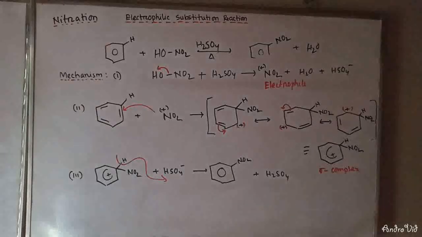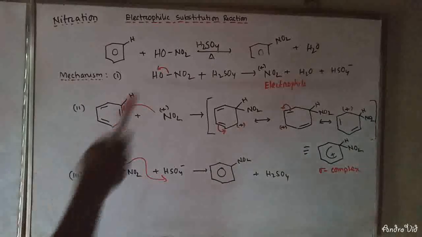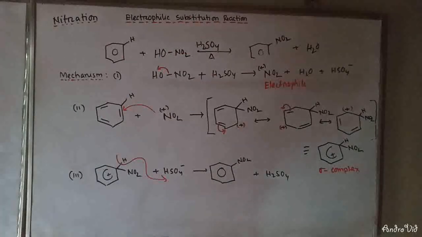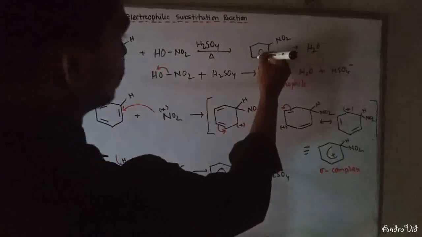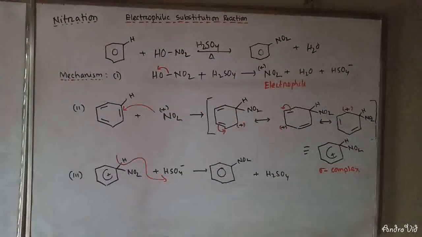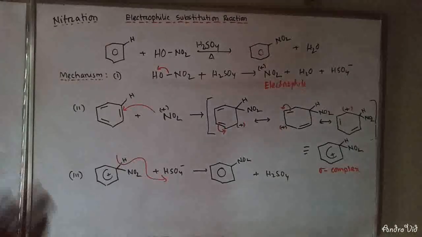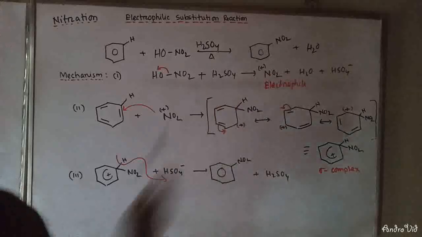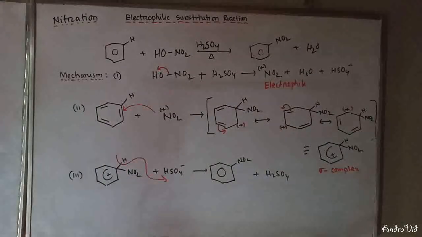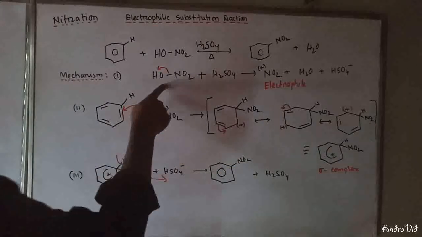So dear students, now nitration. During nitration, benzene reacts with nitric acid in the presence of sulfuric acid to produce nitrobenzene as well as water. The first step of the mechanism involves the formation of the electrophile. So during the formation of the electrophile, nitric acid reacts with sulfuric acid.